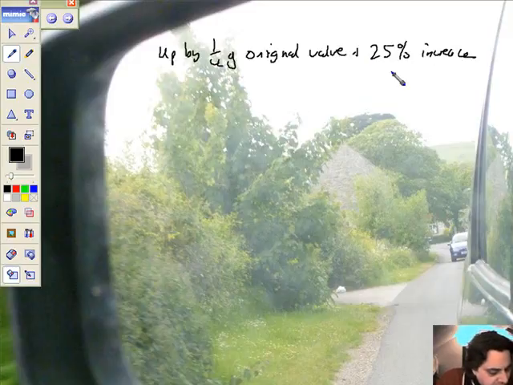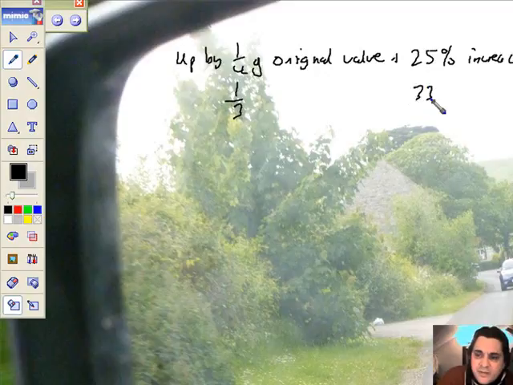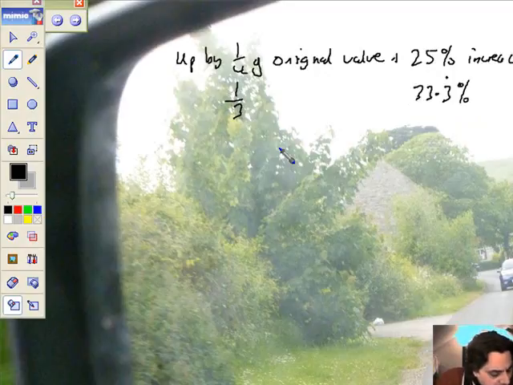Increase by 1/3 of its previous value. Well, that's going to be a third, which is going to be 33.3 recurring percent. Remember, 100 divided by 3 is 33.3 recurring. Goes up to 4 times its previous value.